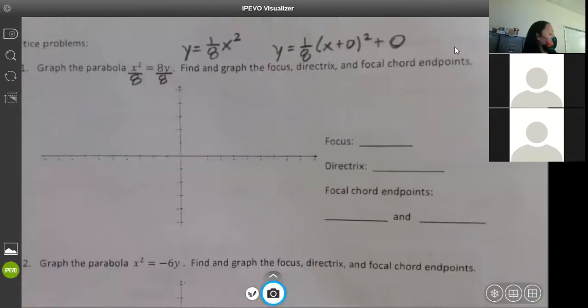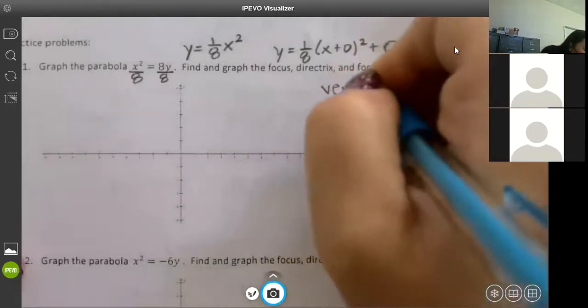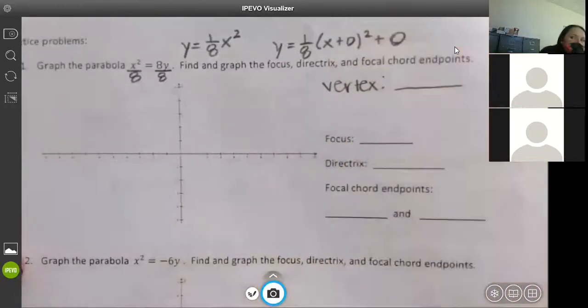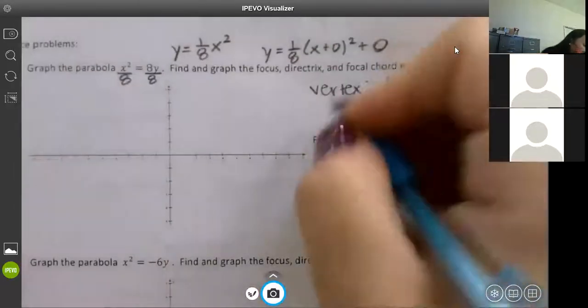All right, so all they ask for is the focus, the directrix, and the focal chord endpoints, but I'm going to add in a couple more things just to review everything we've talked about. We're going to add in the vertex, and what is your vertex? 0, 0. Let's think back.